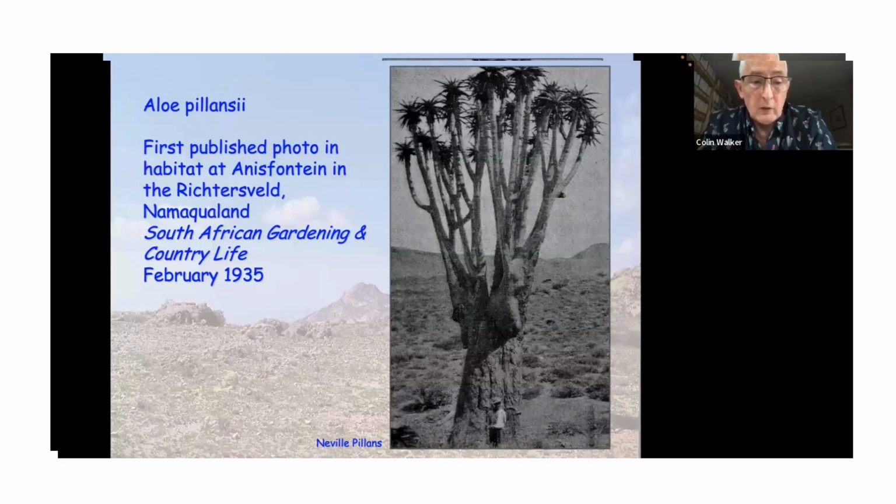In February 1935, though, Neville Pillans published an article in the South African Gardening and Country Life, in which he published a photograph, the first published photograph of Aloe pillansii. I'm sorry, this is rather grainy. I've done what I could to improve this image, but there you go. This is the first grainy published image of a very significant tree aloe, Aloe pillansii.